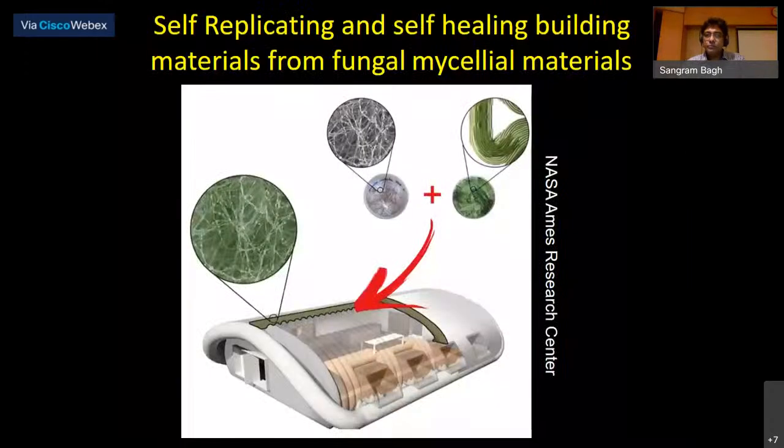And now here you can see that, inspired by synthetic biology, NASA has started thinking about self-replicating and self-healing building materials. It takes the fungus, and the fungus gives this material. This is a real scientific project at the Ames Research Center at NASA, and they're trying to develop this kind of material. So it is self-healing and self-replicating because you are using the fungus. And we'll see probably in a few years how this project goes.